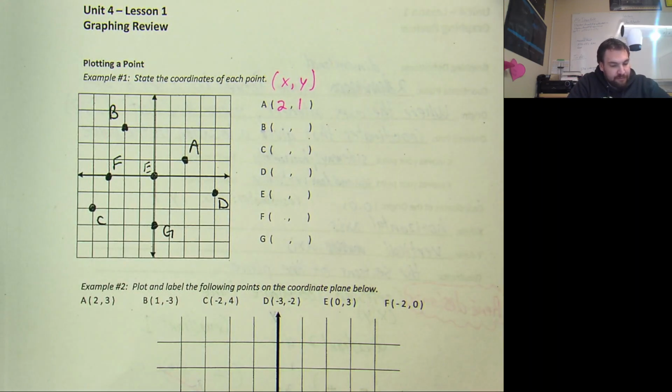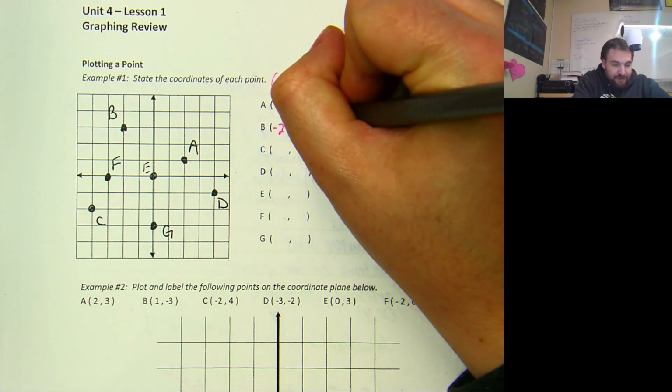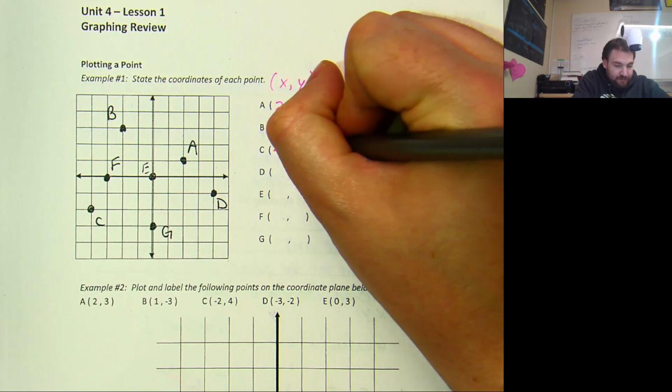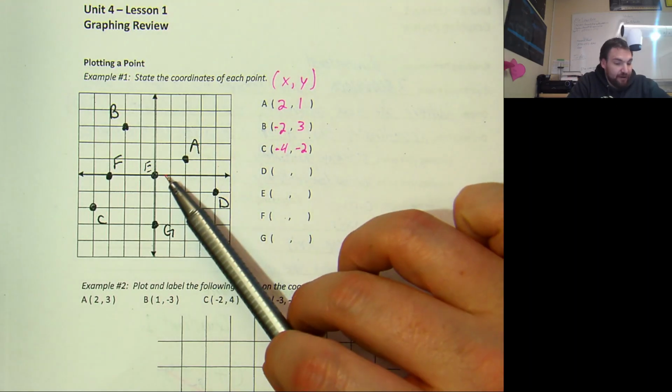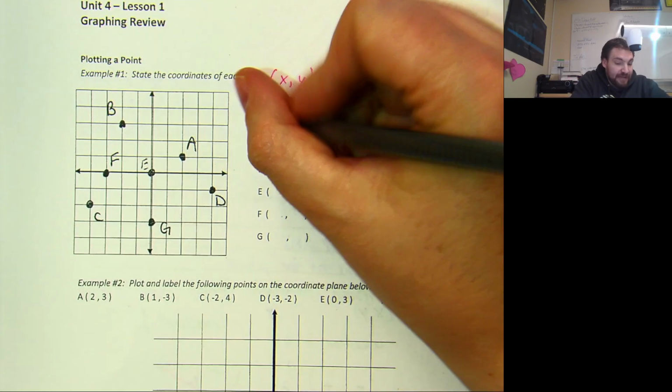B is going to be -2, 3. C, yeah, -4, -2. We cool with what's happening here so far? Point D is going to be over here from the origin. To get to point D, I go over 1, 2, 3, 4 in the X, and 1 on the Y. -1, sorry, on the Y.